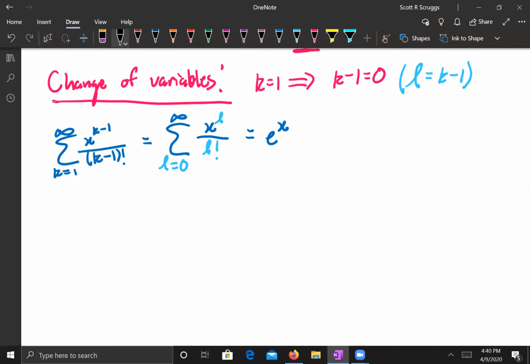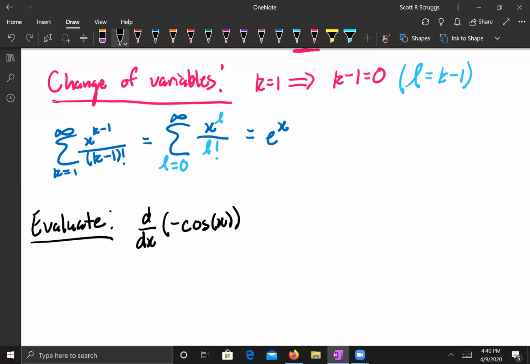I want y'all to evaluate the derivative of negative cosine of x using Taylor series. And y'all note that the derivative of this should equal sine of x. So you know that when y'all do this, in the end, I do need the Maclaurin series for sine of x to pop up at the end.